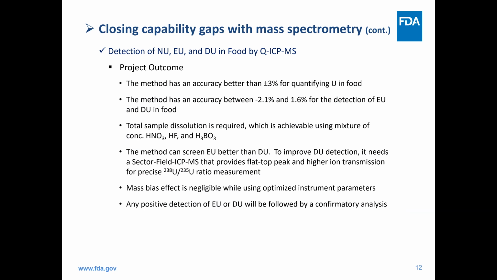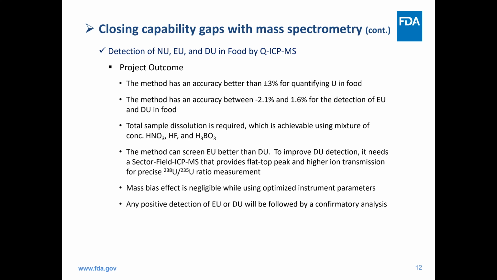So for quantifying uranium in food, the difference between the measured value and the known values is somewhere between minus 2.6% and 1.6%. For determining uranium ratios in food, the accuracy is found to be between minus 2.1% and 1.56%. It appears that the method can detect the enriched uranium better than depleted uranium.